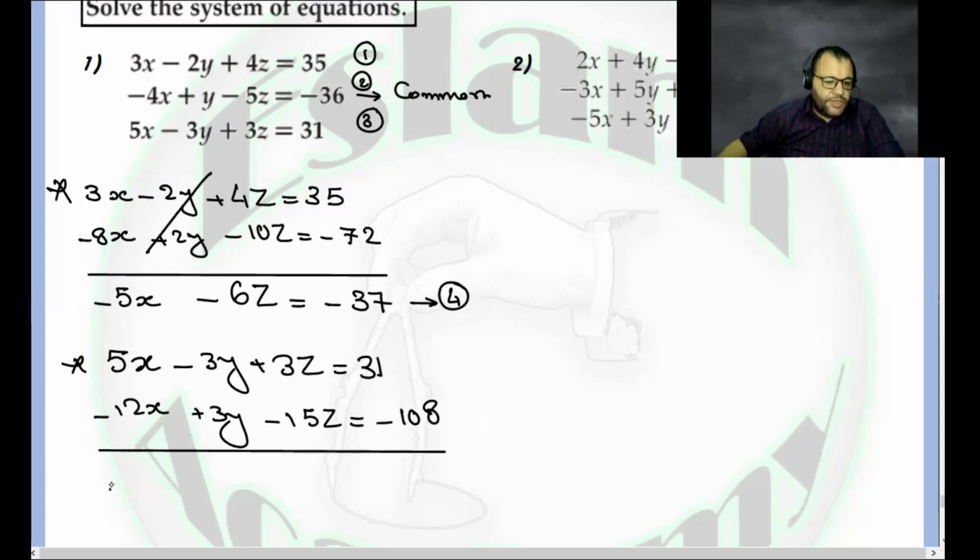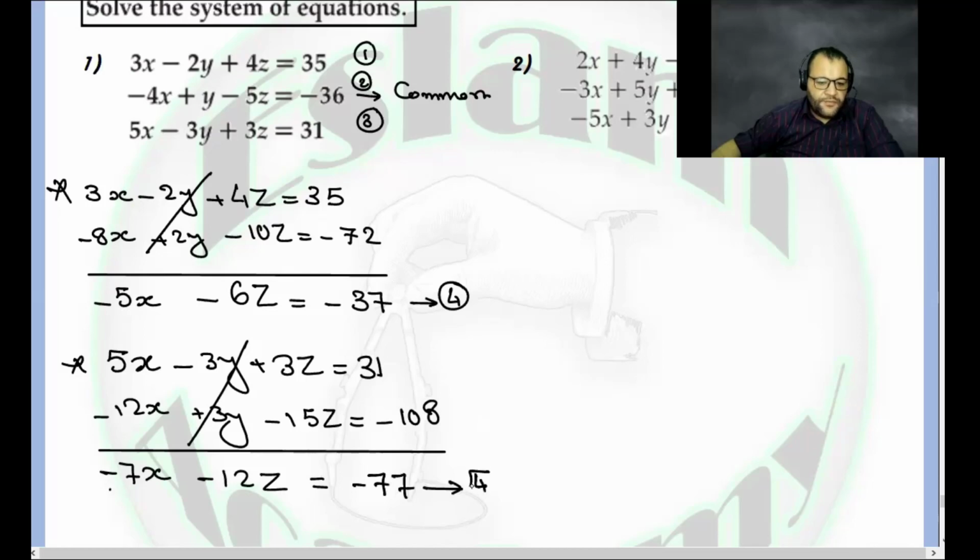So this one will be negative 7x. 7x cancels. So now we have negative 12z equals negative 77. And that would be equation number 5.